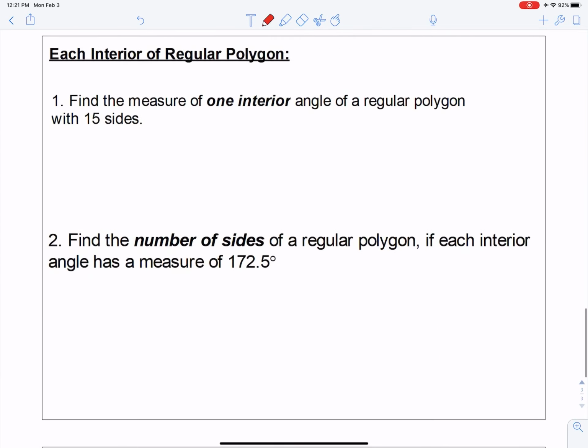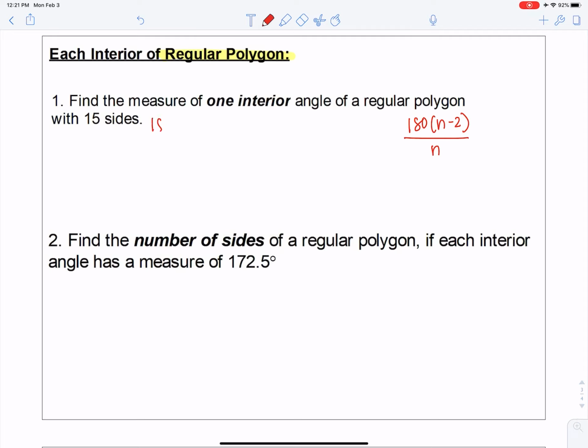Okay, the next two are about each interior angle of a regular polygon. So I'm going to highlight this. We are talking about regular polygons here. So all angles and all sides are equal. So this says find the measure of one interior angle of a regular polygon. So remember that the sum would be 180 times n minus 2. So if we take that sum and divide by the number of sides we have, that's going to get each angle. So that's what I'm going to do.